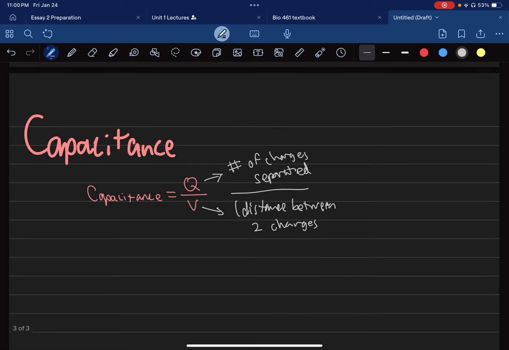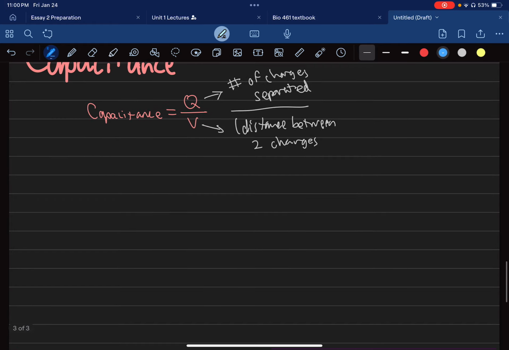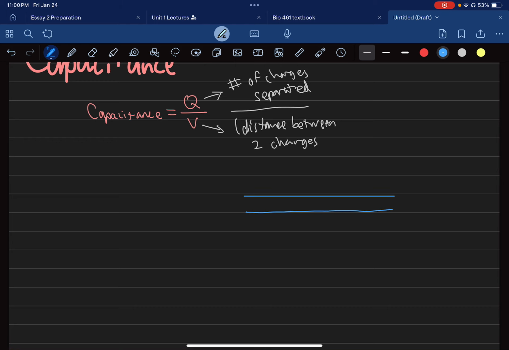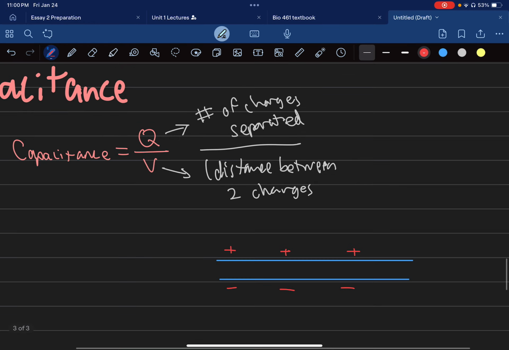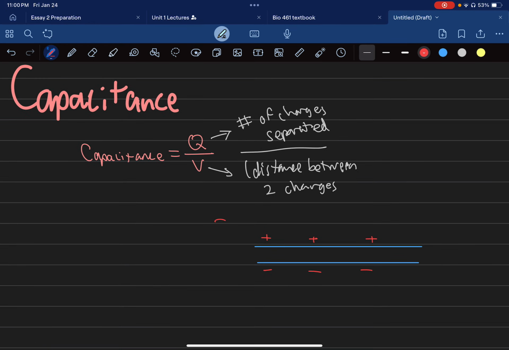So what do I mean by that? Let's take one cell membrane here, and let's say it's about that thick. On the inside and outside, we're going to have positive and negative charges just because of the negative inside of the cell. So we would say here that Q would be equal to 3 because of the number of charges separated. And then voltage, the distance between the two charges, would be whatever this distance is here. Whatever that value would be, that would be the capacitance.